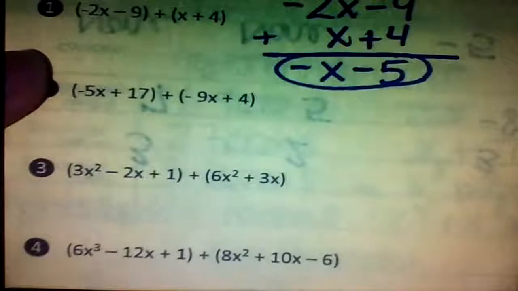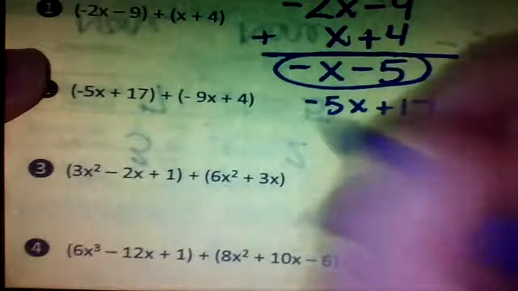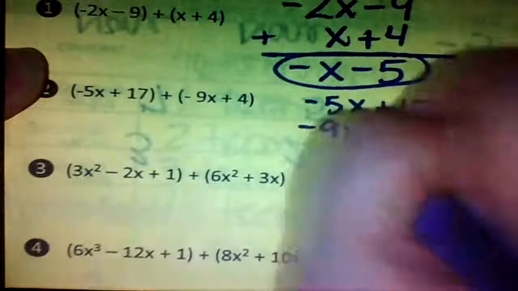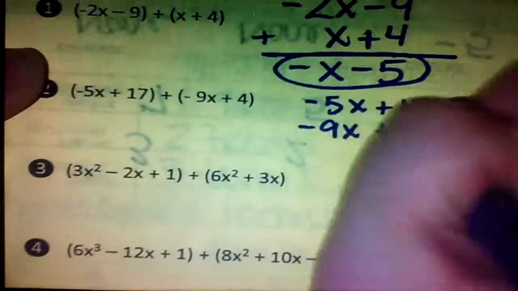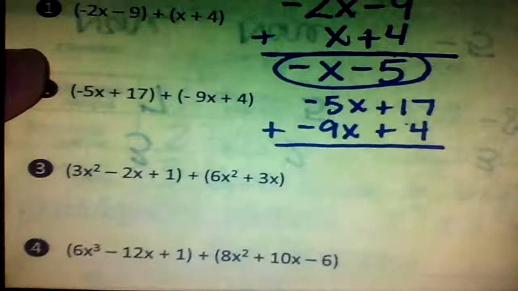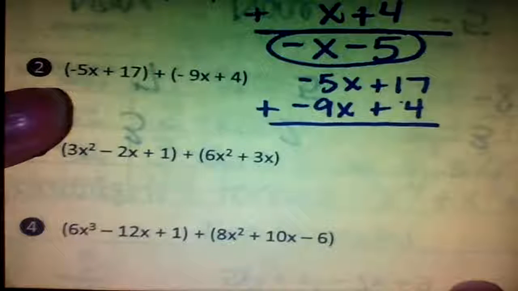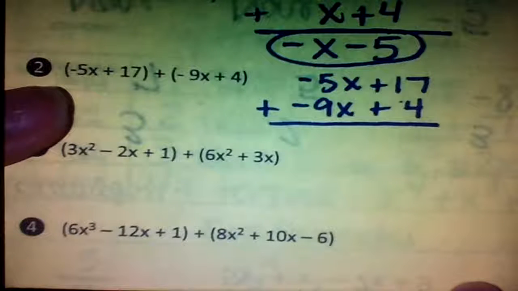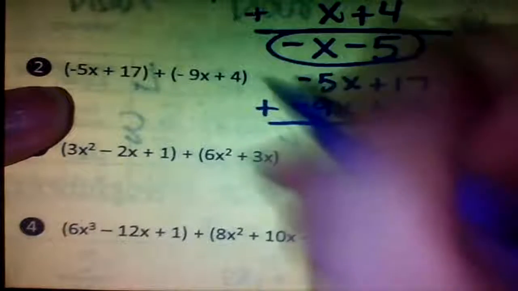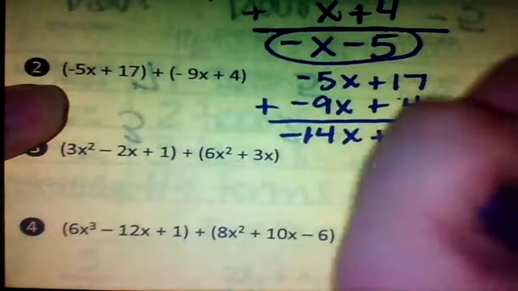So in number 2, I would rewrite. We've got negative 5x plus 17. My negative 9x goes with my 5x. And my 4 goes with my 17. And I add them together. Negative 4x plus 21. No, negative 14. It is negative 14x plus 21. I got messed up.